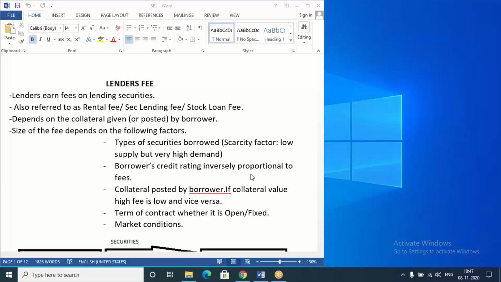So you have something called scarce securities. Can you guess the word scarce, or do you know the meaning of the word scarce? Oh, rare. Rare, exactly. So securities that are rare, or in other words, like mentioned here in the notes, scarcity factor means low supply but very high demand on the securities. Can you think of a security that would be scarce in the market? Can you give me an example?